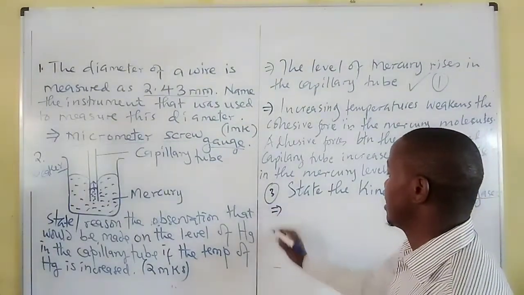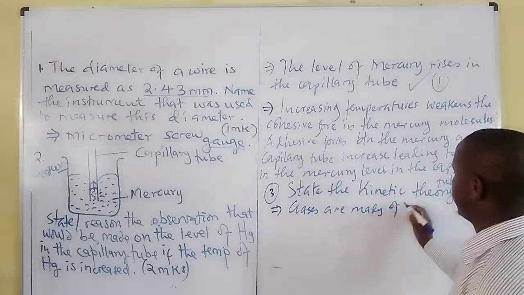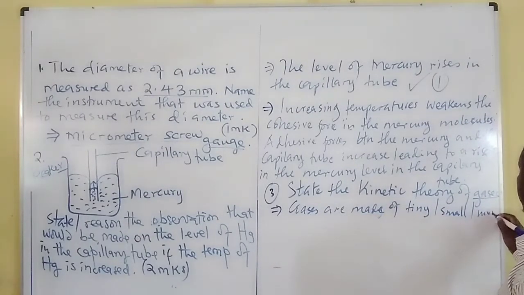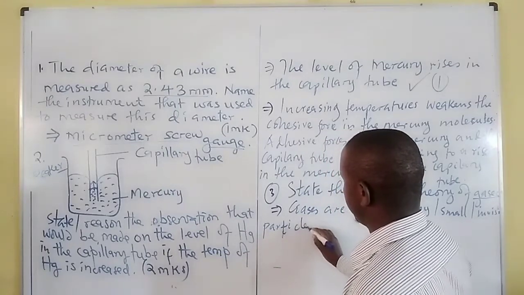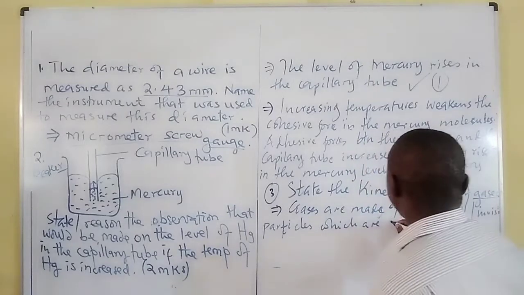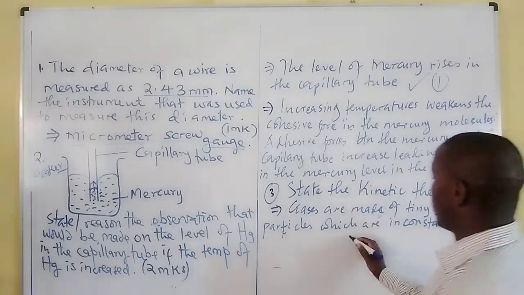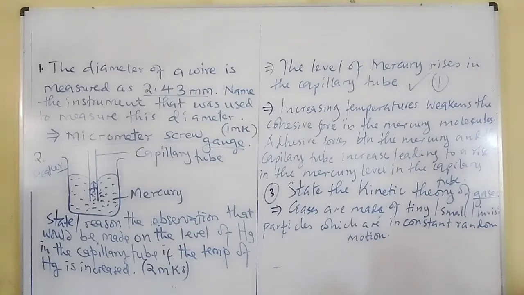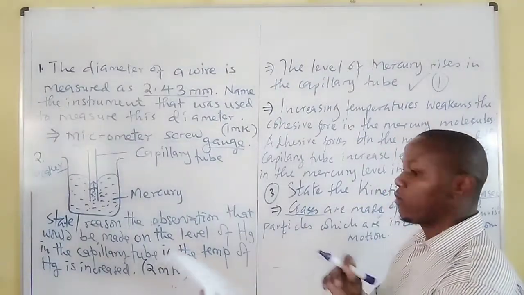Now we become specific to gases, and we just state that gases are made of tiny or small or invisible particles which are in constant random motion. So you are, and not the general kinetic theory of matter. If people wrote about the kinetic theory of matter, they were not awarded the 1 mark.